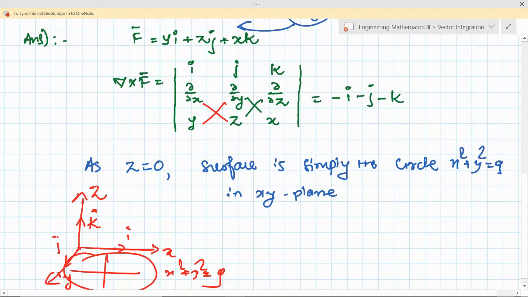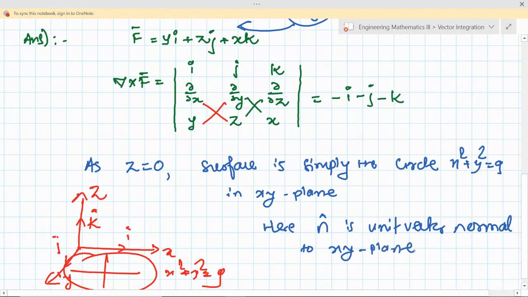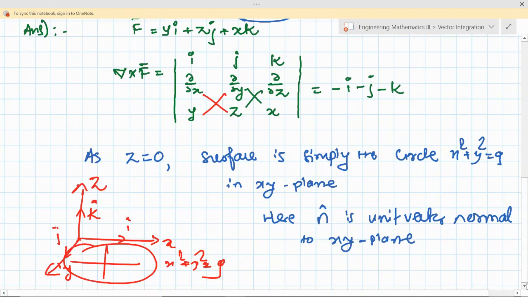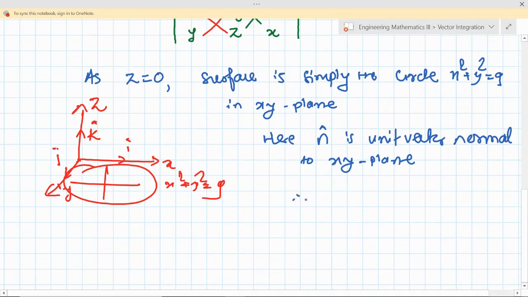And as our circle is in the xy plane, n cap is nothing but a unit vector perpendicular to the xy plane. Here n cap is a unit vector normal to the xy plane. Normal means perpendicular. Am I right? And therefore a unit vector normal to the xy plane is nothing but k. Are you getting this? So this is our n cap. N cap is nothing but k.